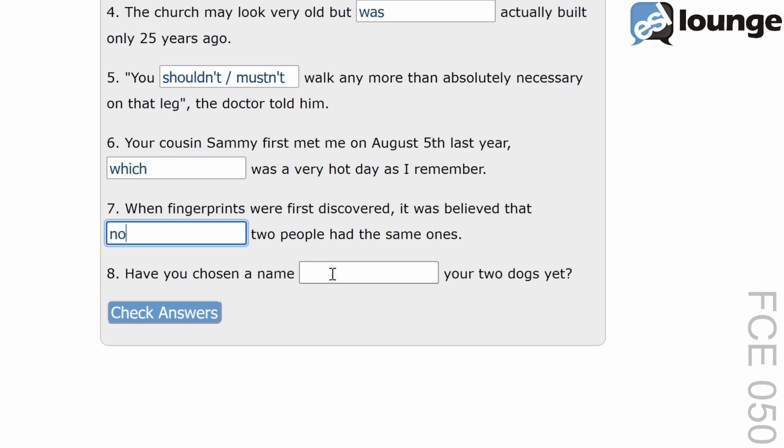And now the last one, question 8. Have you chosen a name blank your 2 dogs yet? The correct answer is for. A name for indicates the purpose of the name. For example, she chose a name for her baby. Another example, he picked a strange name for his new company.